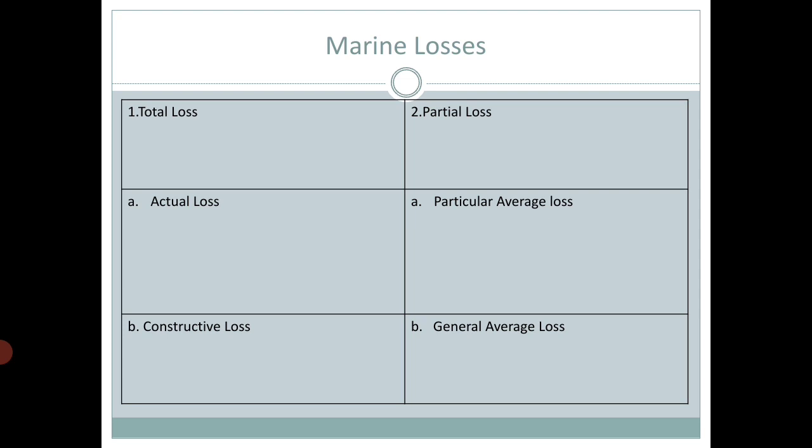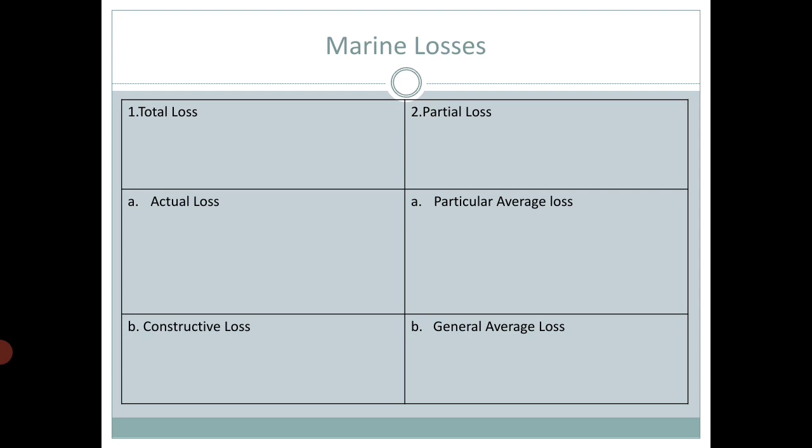Then general average loss. The loss caused by an extraordinary sacrifice or expenses voluntarily incurred in time of peril for the purpose of preserving the rest of the property from destruction is known as general average loss. The essentials of a general average are as under. The loss must be the direct result or consequence of a general average act. The expenditure must be extraordinary in nature. The expenditure must be reasonable. The expenditure must be voluntary.